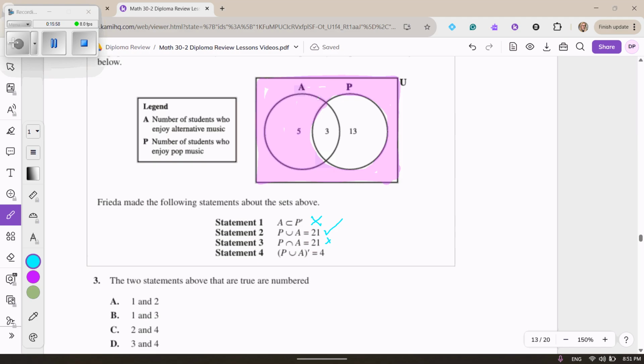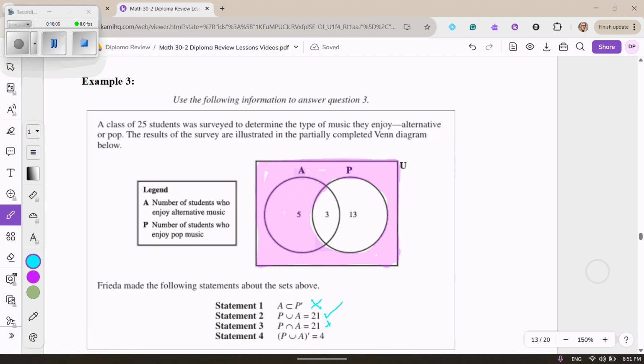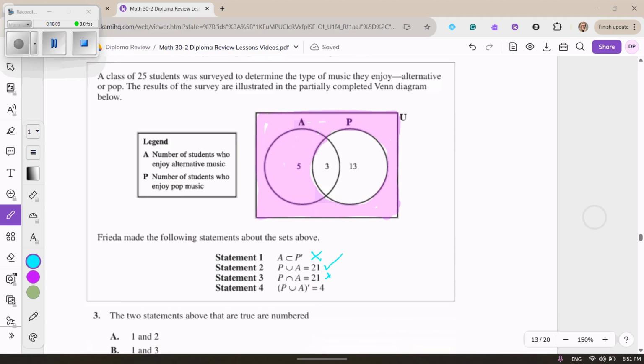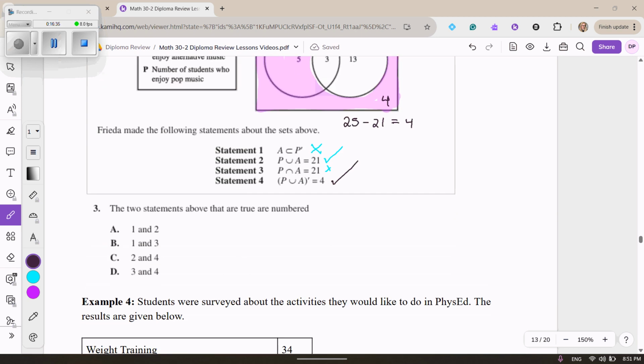Let's double check. P union A, the complement of that. So P union A, once again, is everything in the middle. And we need to figure out how many elements are on the outside because the Venn diagram wasn't actually completed. So to find out the outside, we're going to take the number of students, 25, and we're going to subtract all of the center of the Venn diagram, which we know was 21 from statement number 2. So that does give us 4, which you betcha, that is that last statement. So my answer, statement 2 and 4 is correct.